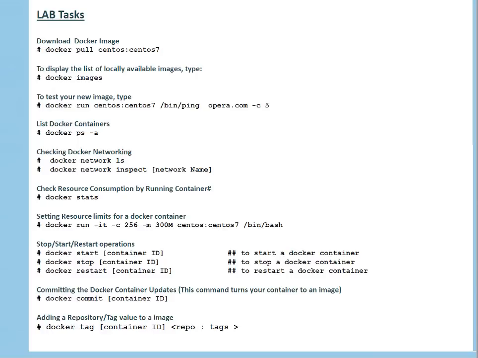If you have made some changes in your container and you want to commit those changes, you can run docker commit container ID. What does it mean? This will turn the container into an image. And after that, you can tag that image using the command docker tag container ID, repo and tag. I will demonstrate this practically.